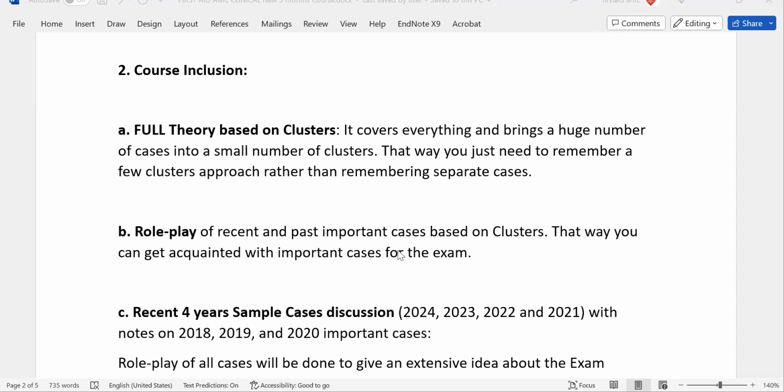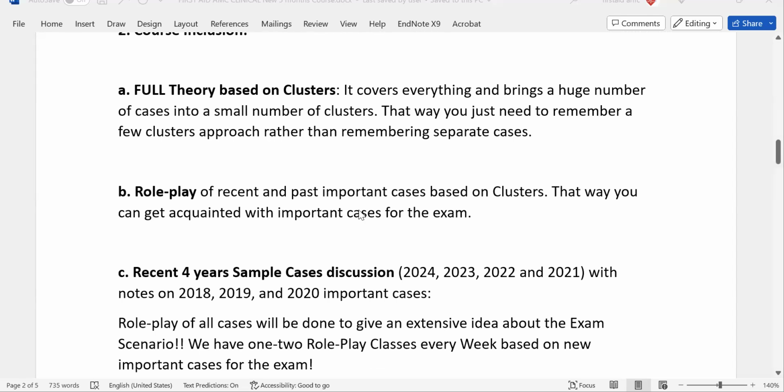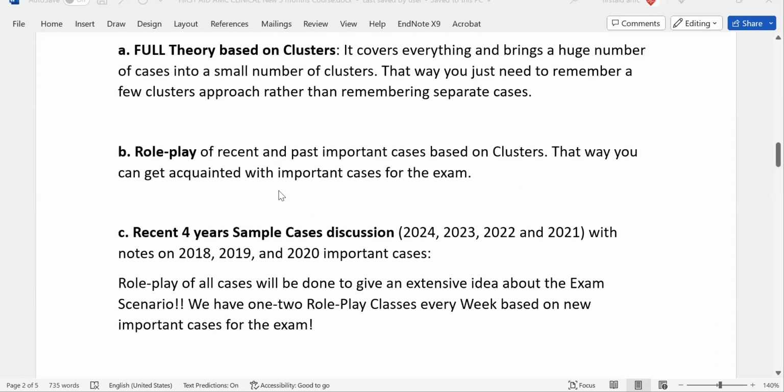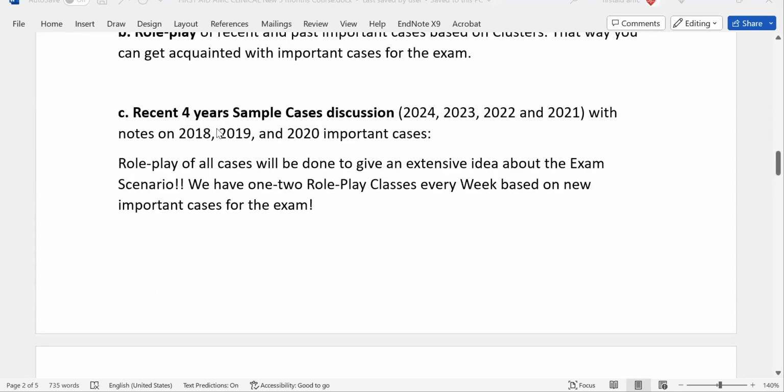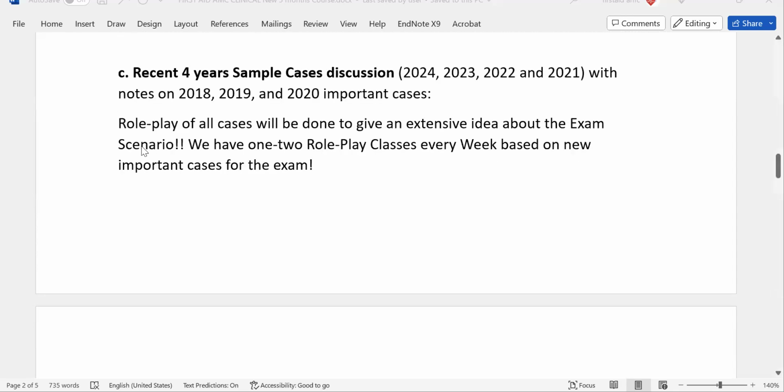So if you have a lot of time, you can finish it in your own way. You can pass the exam even before October, November. But you need to do your hard work. The course will cover all the theory based on the cluster-wise approach, like you have seen. We do the role play on this cluster-wise as well. We discuss 4-year sample question discussion, currently focusing on 2024 and 2023.